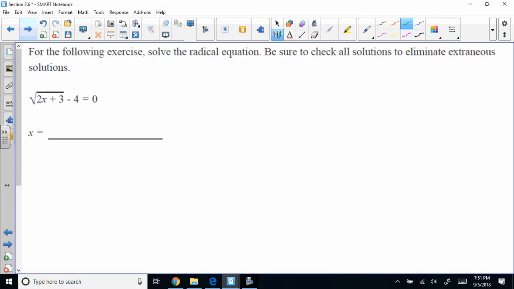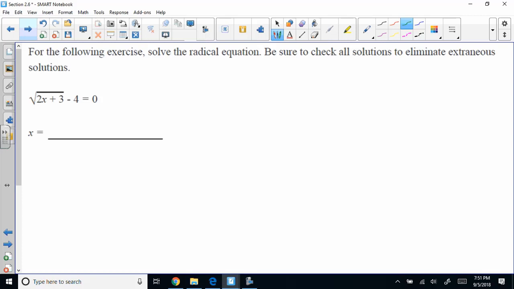Here's a square root problem. And we're going to solve a square root and check for extraneous solutions. So I need you to understand one thing. In order to solve an equation with a radical in it, you must isolate the radical. And if you got two of them, you got to at least isolate one and divide and conquer, so to speak.